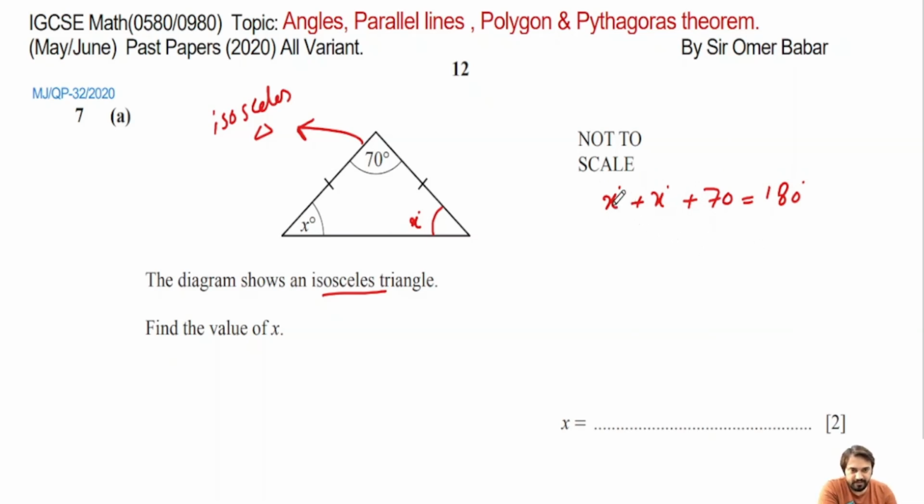Now add these two angles, that is going to be 2X degrees, and move this angle to the other side. It will subtract from 180. So 180 minus 70 is equal to 110 degrees. The value of X will be 110 degrees divided by 2. That would be equal to 55 degrees.